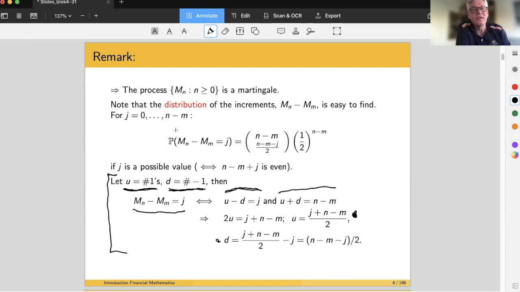And with this, we can compute this probability. The probability that M_n minus M_m is exactly equal to j. That is the total number, n minus m, over the number of j's or the number of d's. That doesn't really matter in this symmetric case. So that is (n minus m minus j) over 2. And of course, that is then the number times the probability, and that is 1/2 to the power n minus m, because we have a fair coin and the number of upwards is equal to the number of downwards. So this goes with the power of the total number.